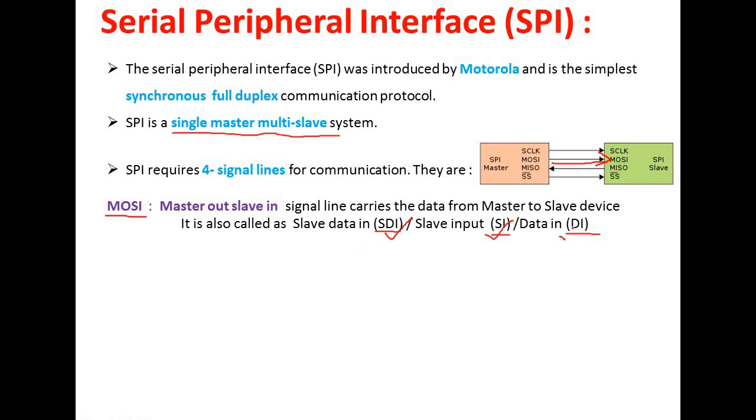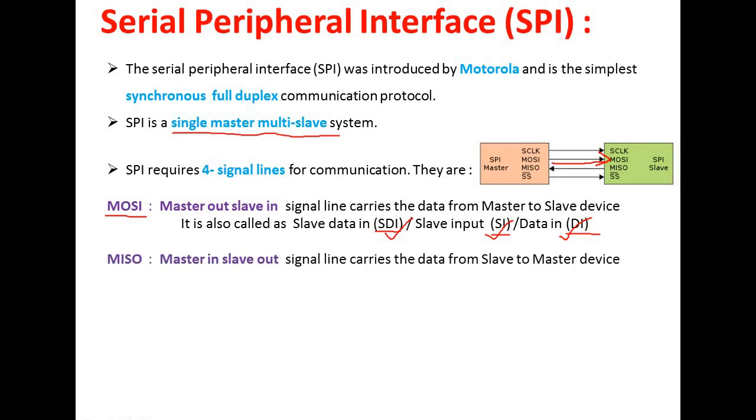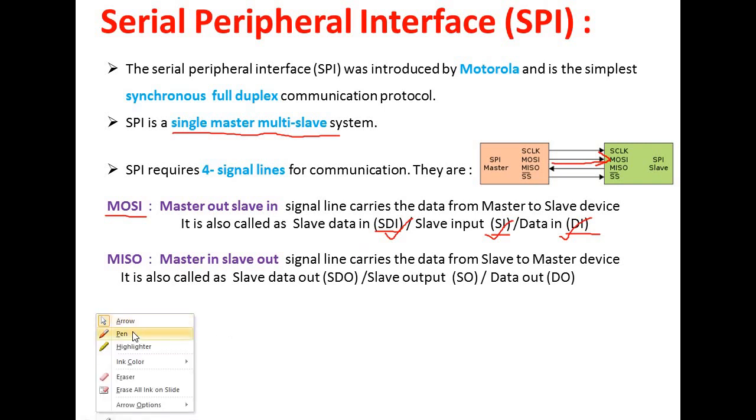Next one, MISO, master in, slave out. In this case, the slave is transmitting the data and the master is receiving the data. And this is a signal line which carries data from the slave to the master device. It is also called slave data out, SDO, or slave out or data out.